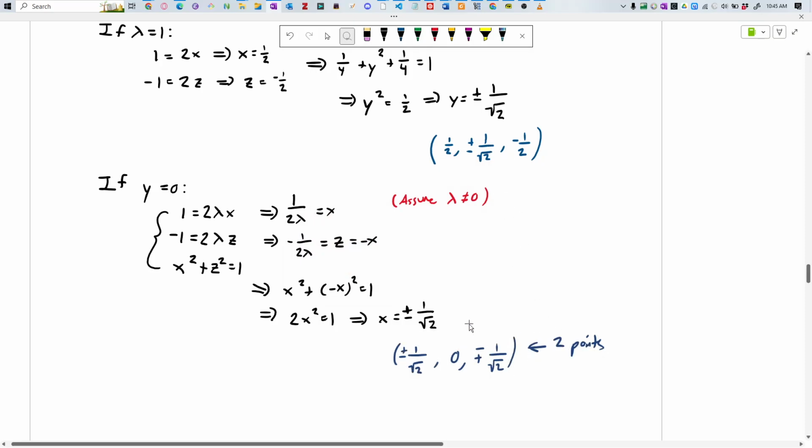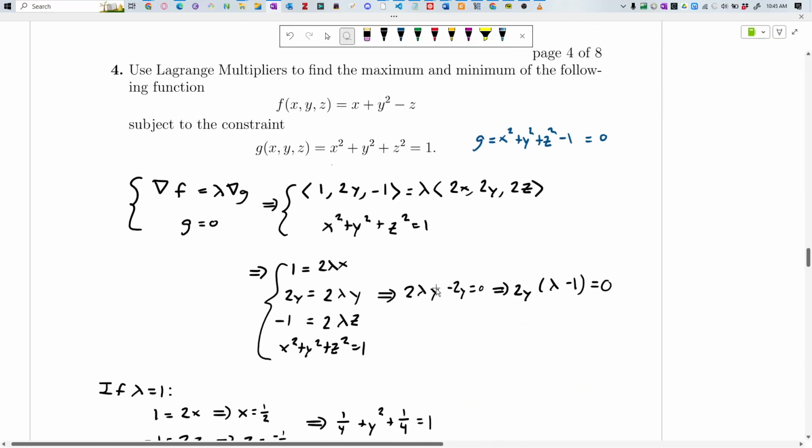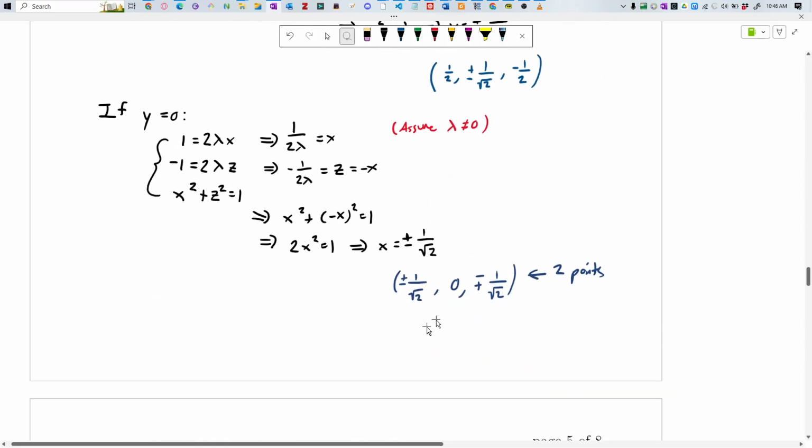Close enough. All right. Yeah, that lambda equals 0 kind of bugs me. But if lambda equals 0, that's a singular gradient. That would mean that the gradient of f is the 0 vector, which I don't think tells you anything useful.